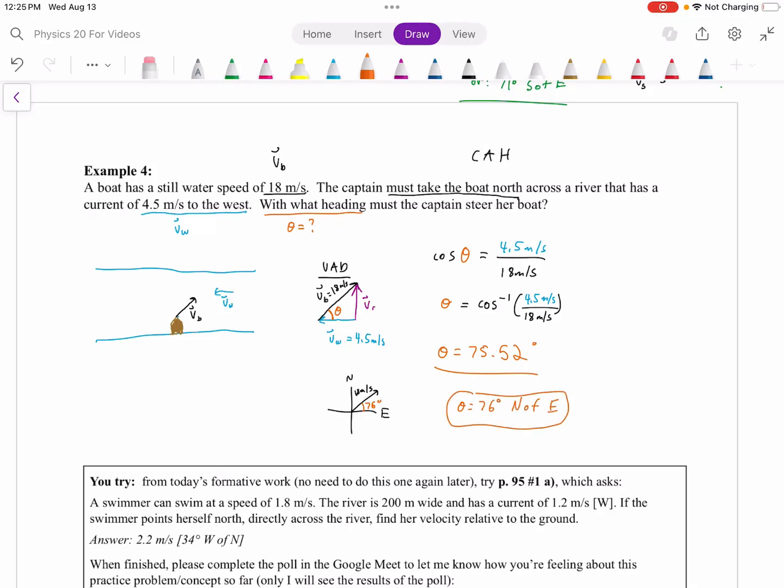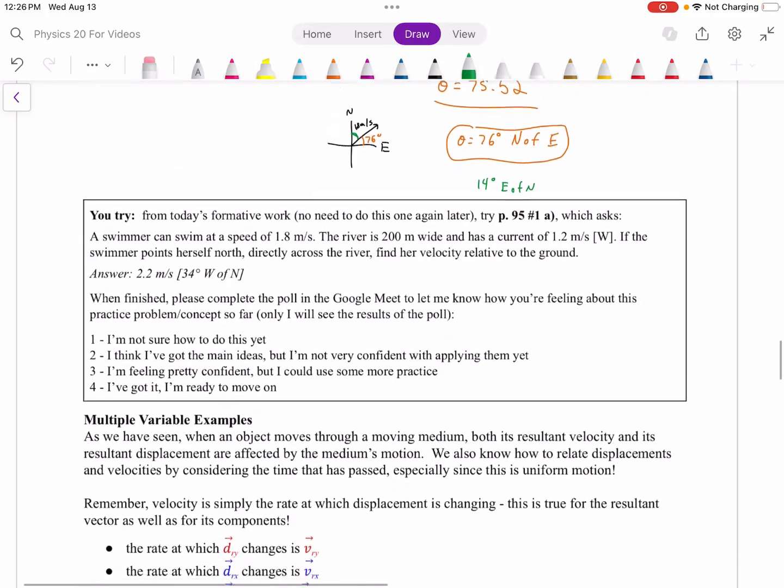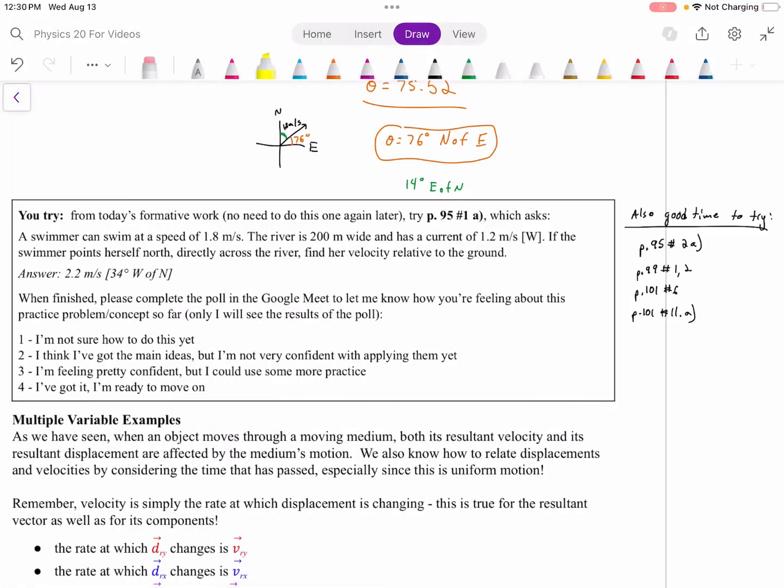Of course, if you had set up your VAD a little bit differently, you probably would have found this angle, right? And you would have gotten the correct answer of 14 degrees east of north, okay? So that's okay, that's still what we're describing. 14 degrees east of north is the same direction as 76 degrees north of east. All right, so go ahead and pause the video and try this one out right now.